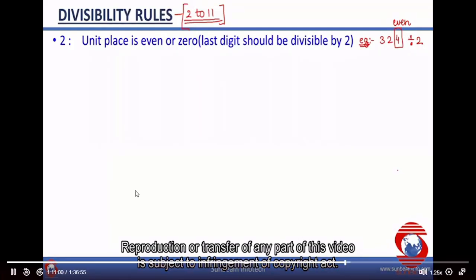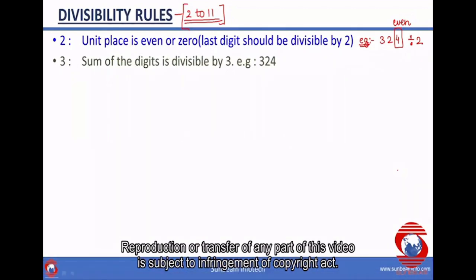Now, moving to the next property: sum of the digits is divisible by 3. Look, they have said sum of the digits. So which digits are these? 3 plus 2 plus 4, right? So can I say the sum of the digits is 9?